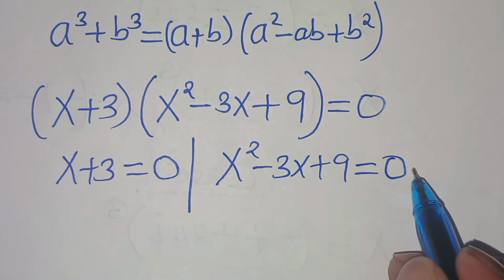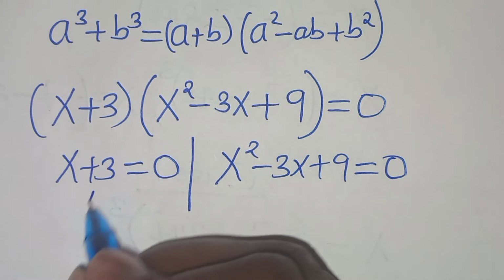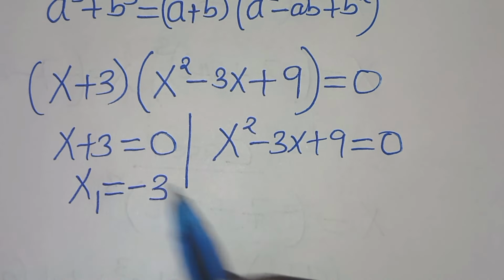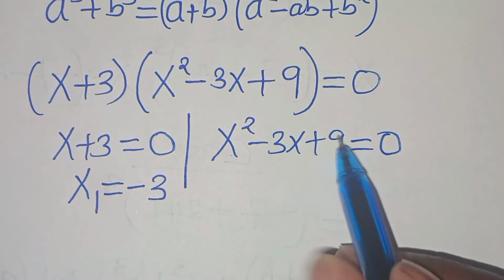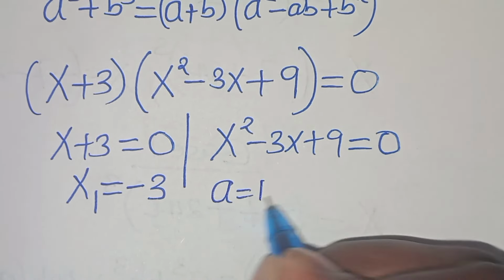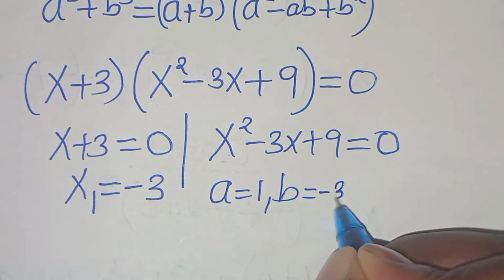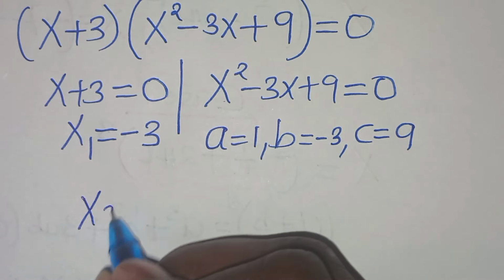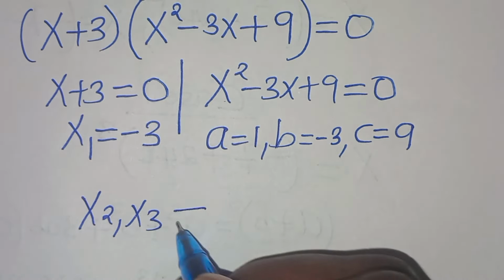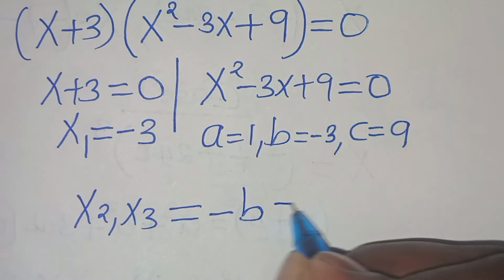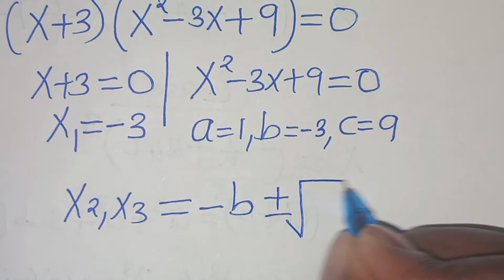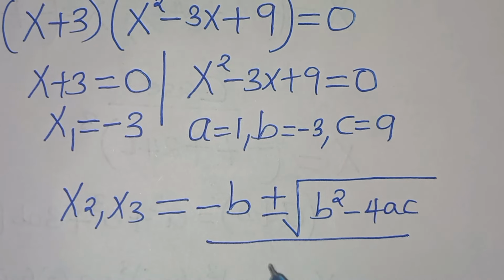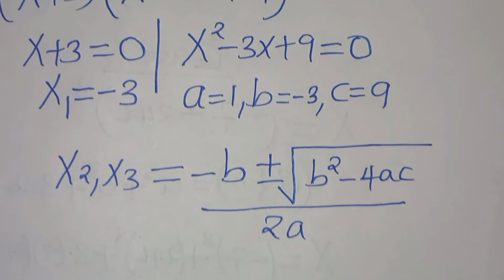This is a quadratic equation. From the first part, we have x1 equal to minus 3. This is a real solution. Now the second part is a quadratic equation where we have a equal to 1, b equal to minus 3, and c equal to 9. So we can solve for x2, x3 by applying the quadratic formula, which is minus b plus or minus the square root of b squared minus 4ac, everything divided by 2 times a.